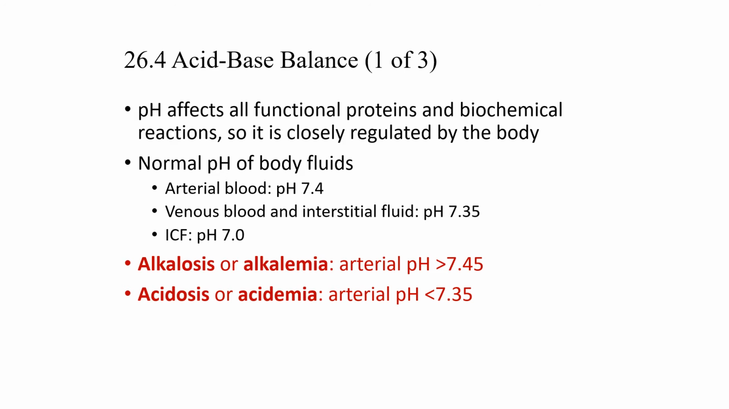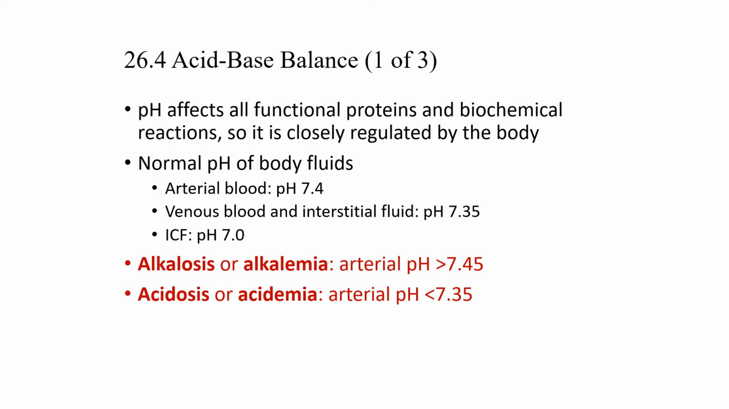pH is going to affect proteins, and the vast majority of our enzymes are proteins. If a protein can't function, then metabolic biochemical reactions don't function. So this is very, very closely regulated. Normal pH, you notice that arterial blood is at 7.4, venous blood and interstitial fluid has an average pH of 7.35, and inside the cell is a pH of 7.